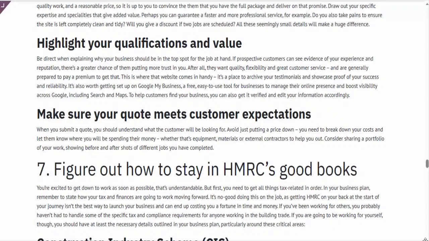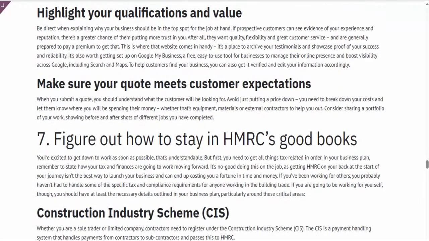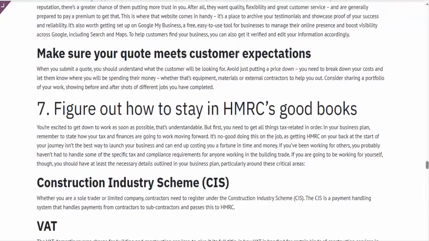It's also worth getting set up on Google My Business, a free, easy-to-use tool for businesses to manage their online presence and boost visibility across Google, including search and maps, to help customers find your business. You can also get it verified and edit your information accordingly.